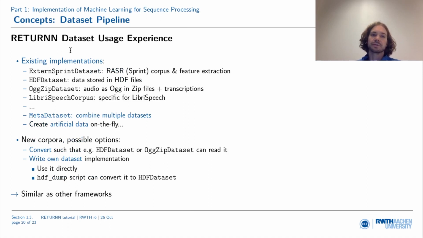In Return now, this is very similar in other frameworks also. You have a couple of existing implementations, like an external Sprint dataset interface for a speech recognition toolkit, or HDF, or some OGG zip format, or some special corpora datasets for existing corpora like LibriSpeech. Then there's something like MetaDataset, which can be used to combine other datasets, and then a couple of datasets which create artificial data on the fly, which is very useful for debugging or playing around with some new model. When you have a new corpus, your possible options are to convert it in some way to one of these existing datasets, or you could write your own dataset implementation, which is also kind of simple. All of that is very similar in other frameworks as well.